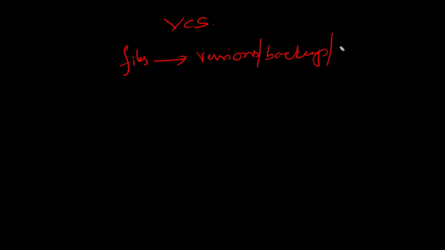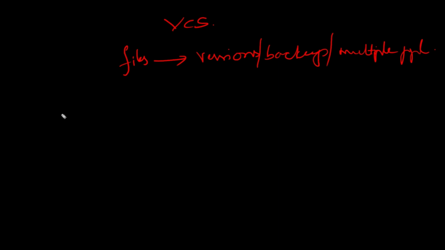So what does a version control system do? A version control system is something which can help you track or maintain versions of your files. It will maintain the versions of the files. It will maintain the backup of the files. It will allow multiple people to work on the files. Multiple people can work on the same file at the same time so that the team can collaborate well.